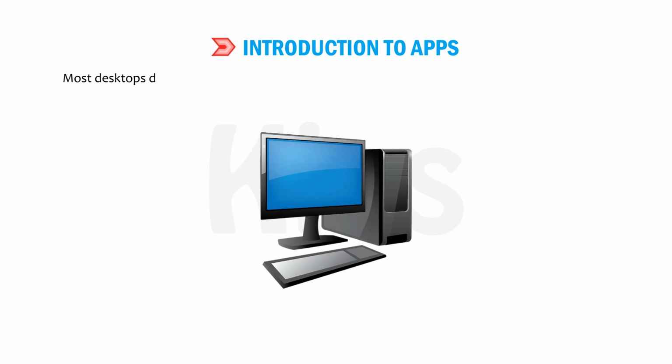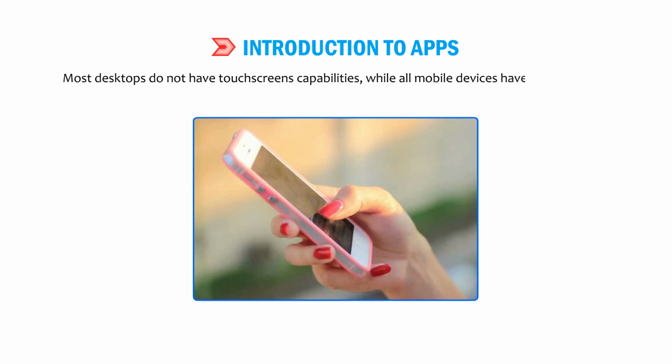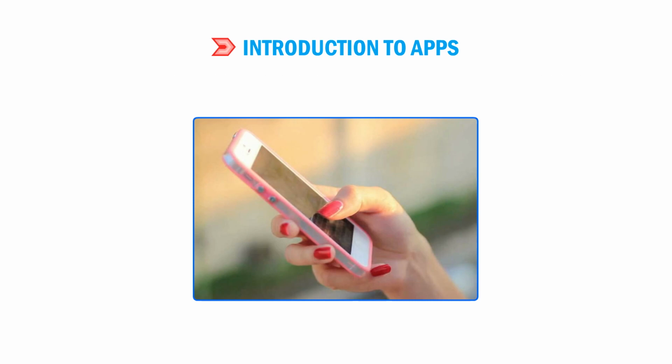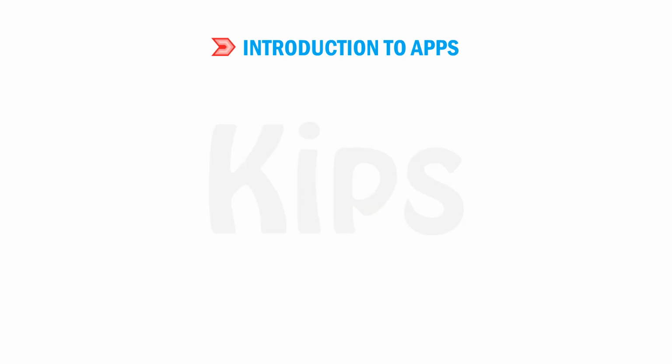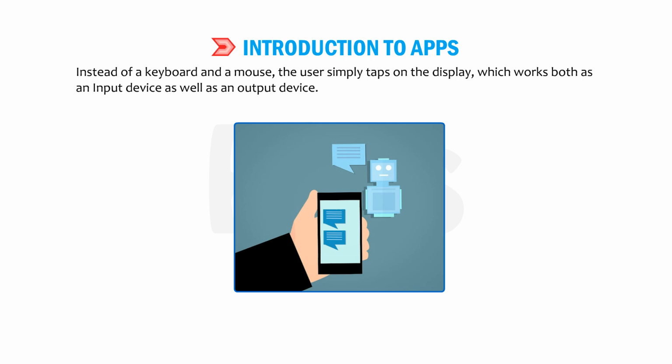Most desktops do not have touchscreen capabilities, while all mobile devices have touchscreens. This changes the way the user interacts with the device. Instead of a keyboard and a mouse, the user simply taps on the display, which works both as an input device as well as an output device.